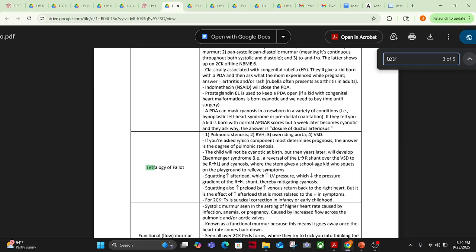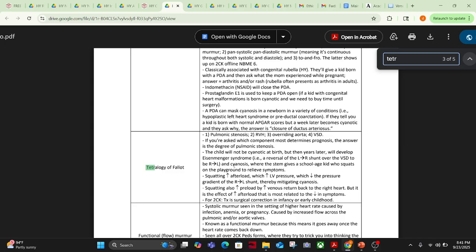Tetralogy of Fallot: you have pulmonic stenosis, right ventricular hypertrophy, overriding aorta, and a VSD. If you're asked which component most determines prognosis, the answer is the degree of pulmonic stenosis. The child will not be cyanotic at birth, but then years later will develop Eisenmenger syndrome: reversal of the left to right shunt over the VSD to a right to left shunt, and cyanosis.